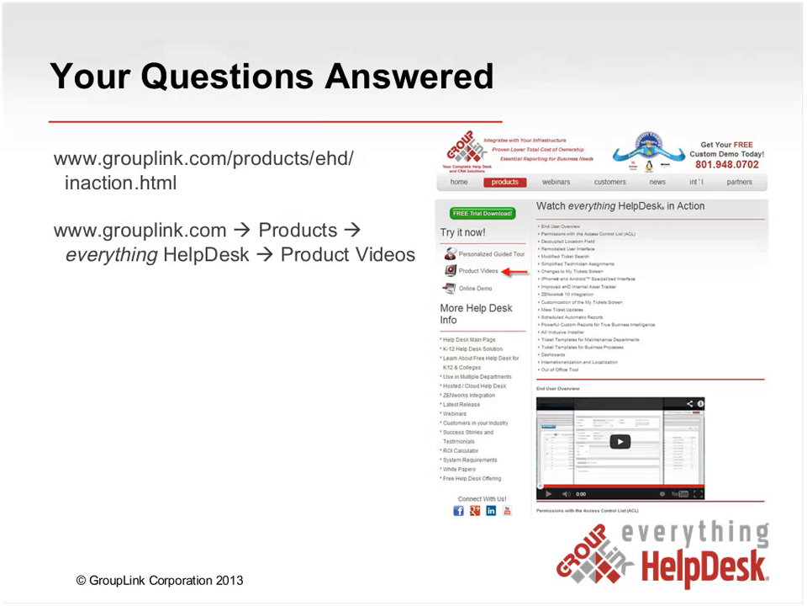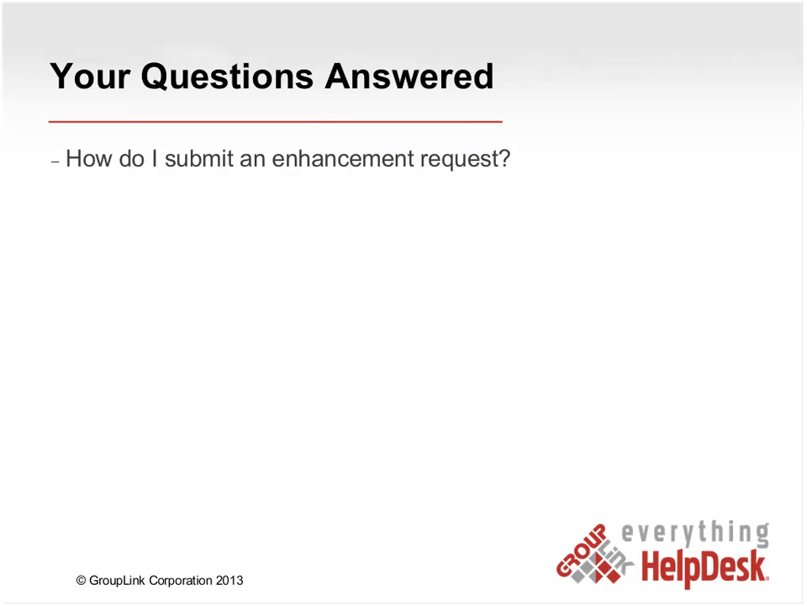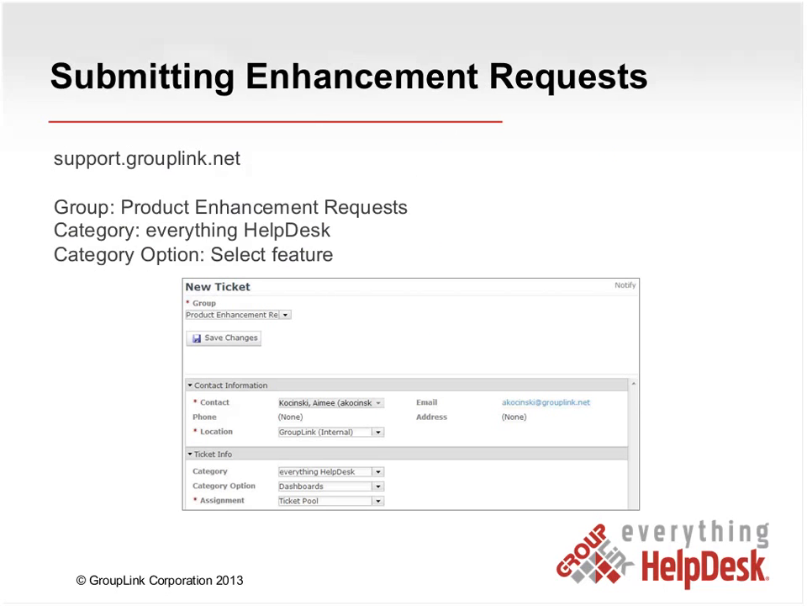Okay, and then another question that we get often is, how do I submit an enhancement request? First of all, you will need to log into our support site, support.grouplink.net, and create a new ticket. For the group, you will choose Product Enhancement Requests, and the category, you will choose Everything Help Desk. The category option is a drop-down box, so you will scroll through and select the feature that you want. For our example, we picked dashboards. Then you'll simply type in your request into the notes section of the ticket and save it. Then the ticket goes back to us, and we will review your request.